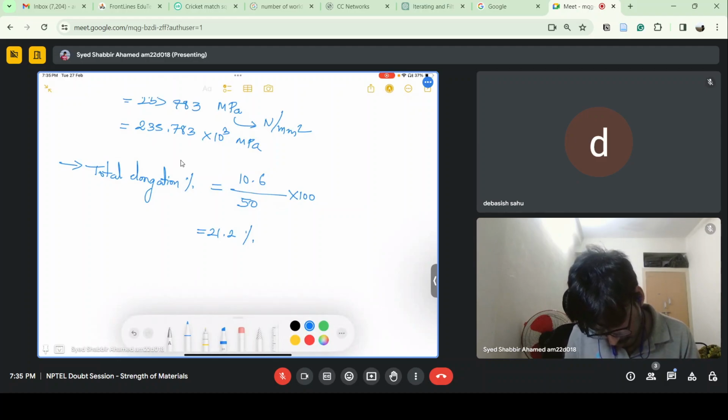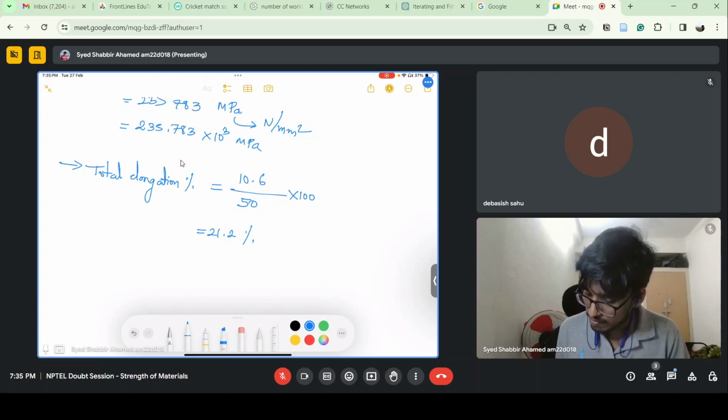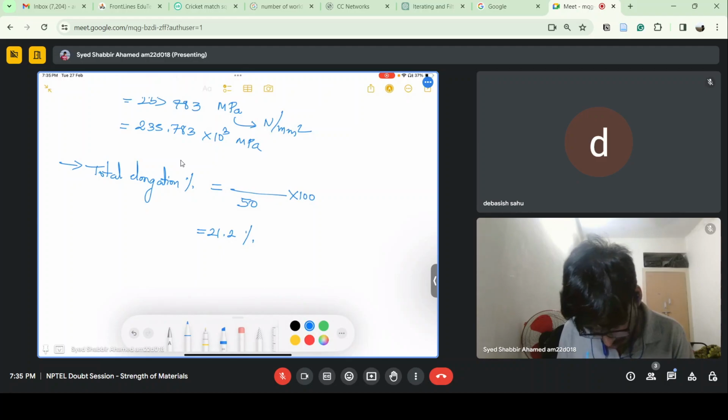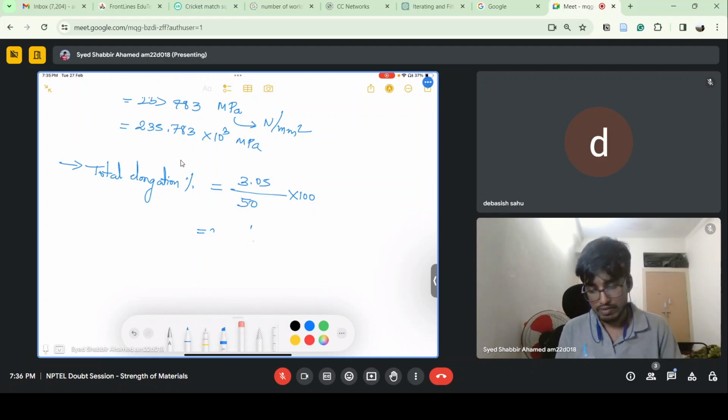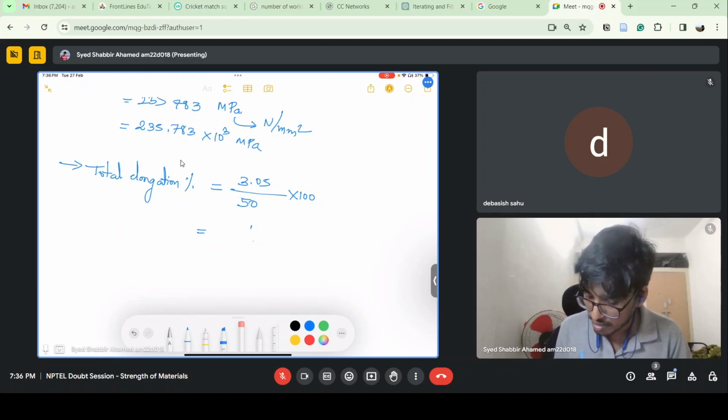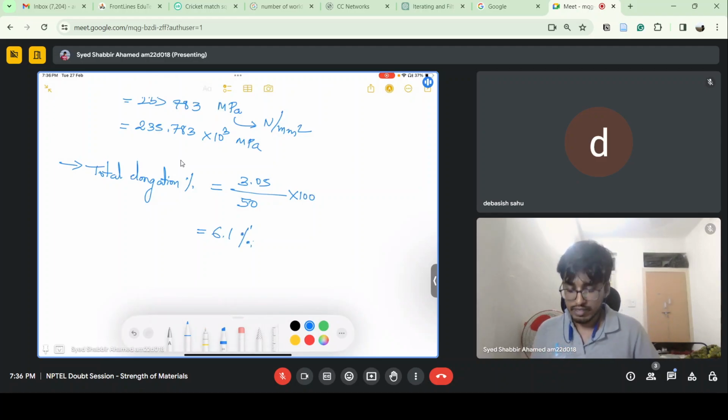Just check the answer again. So this is actually percentage. Total elongation is actually 3.05. So right, change in length by original length. So I'll get this finally as 6.1%. So this is the total elongation percent.